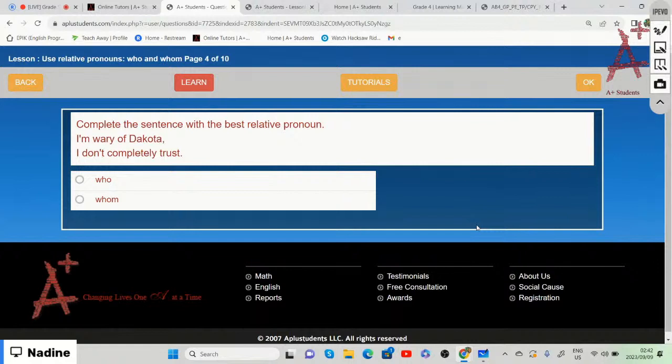So when we choose the best relative pronoun to complete the sentence, we will say: I'm wary of Dakota, whom I don't completely trust.